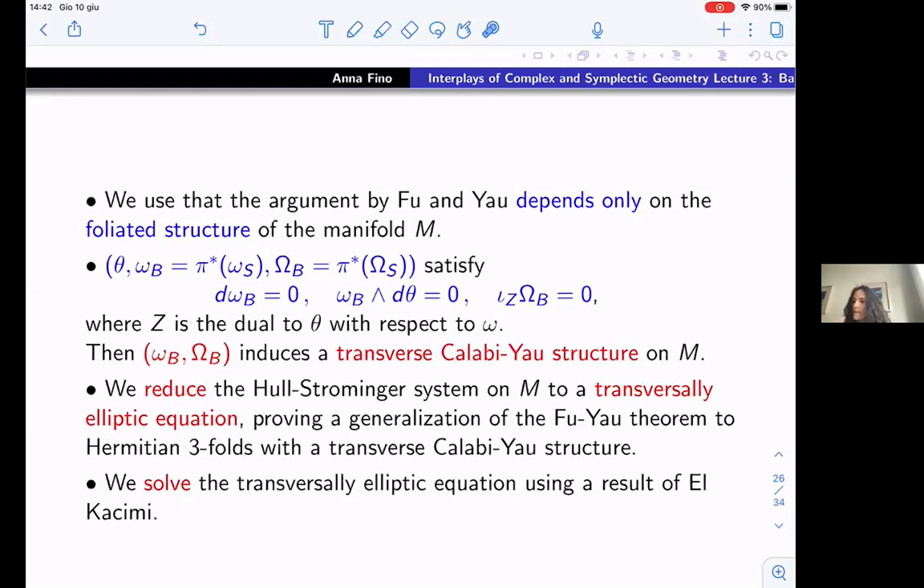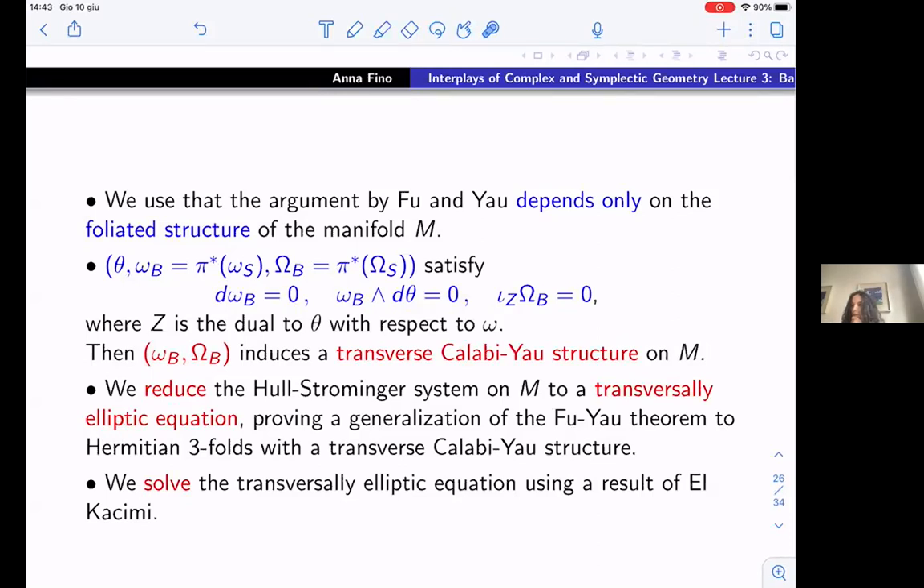In fact, what we have in our situation is a transverse Calabi-Yau structure. It means that you have a Riemannian foliation, and the transverse Levi-Civita connection has holonomy contained in SU(3). This Riemannian foliation, which is in fact transverse Calabi-Yau, is defined using zeta, which is the (1,0) vector dual to the (1,0) form theta. So we use the real part of zeta and the imaginary part of zeta.